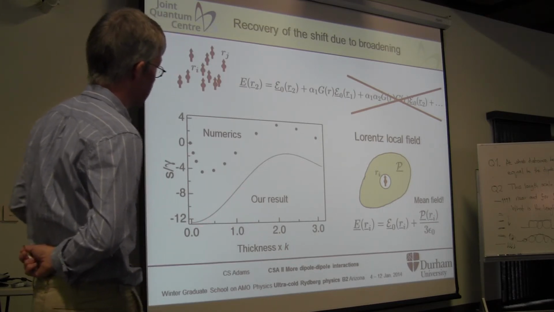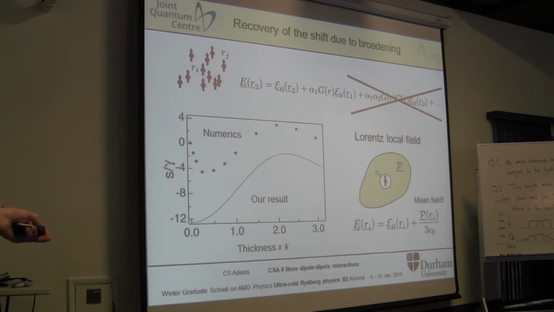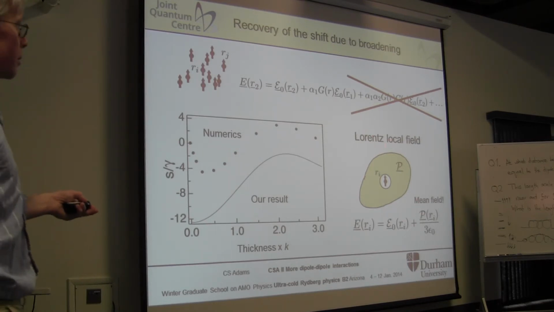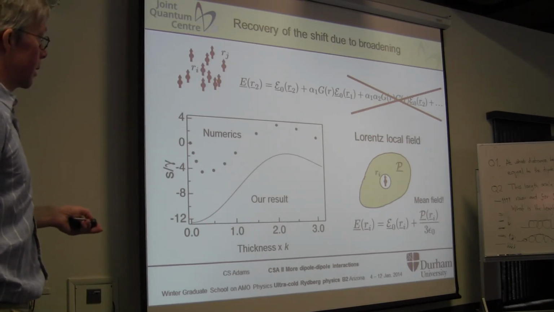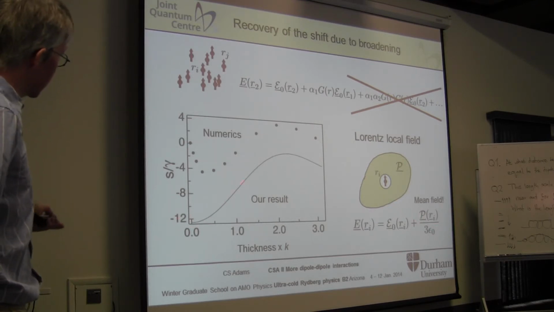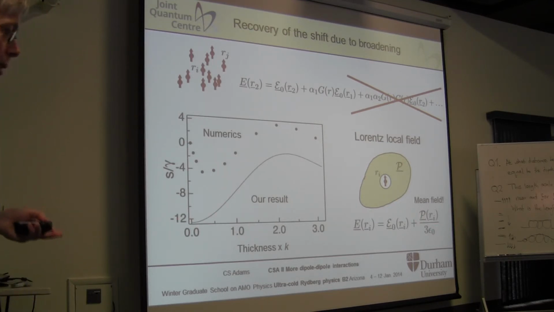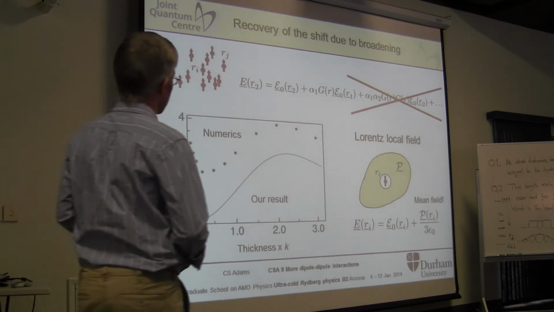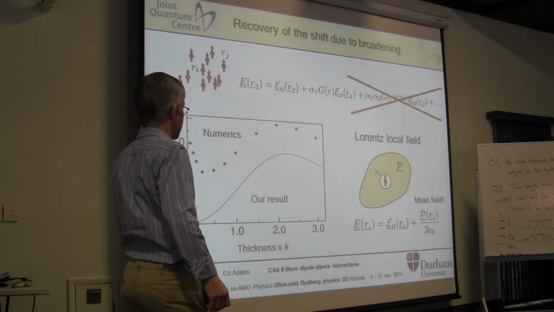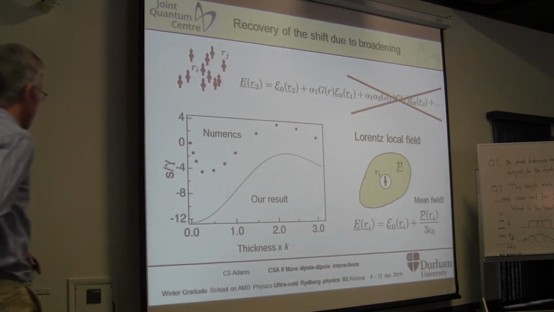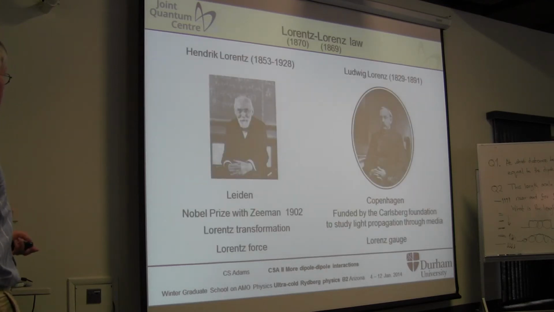So the 1973 result was basically built on this idea that we could do the Lorentz local field idea and get this mean field, and then we would get this curve out. So we can now see when we expect to see mean field, when we do not, and we need inhomogeneous broadening to see the appearance of this mean field.